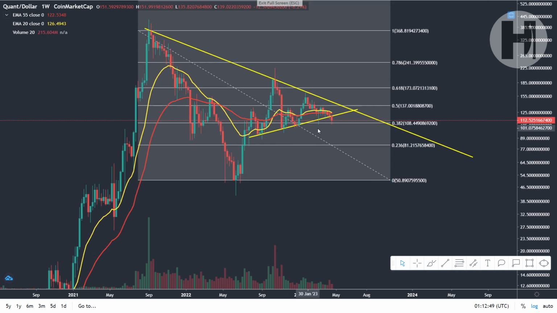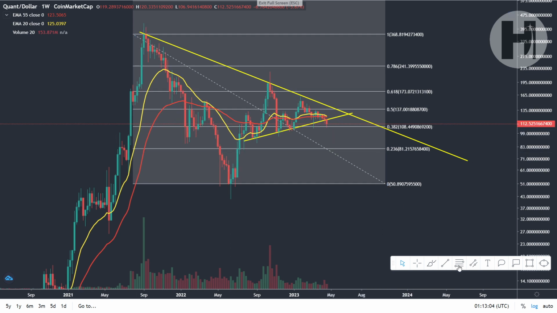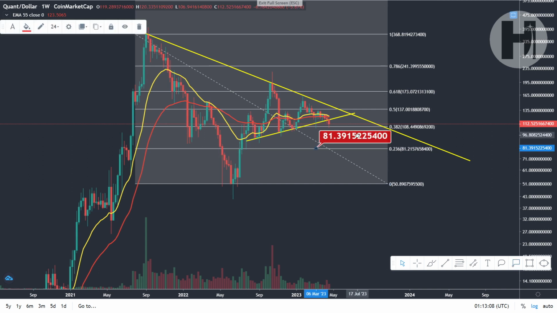Now we're breaking below this support trend line here. As you can see, we've been holding it since August last year, and right now we're breaking below. This is not a very good sign, to be honest with you. We're holding the 0.382 at $108. If we start pulling back down, I would be eyeballing the 0.236. That's going to be at around about $81. So that is going to be another amazing opportunity for you to average in.